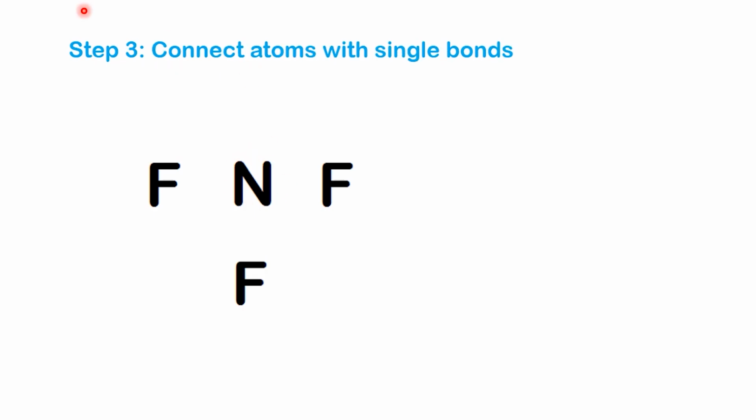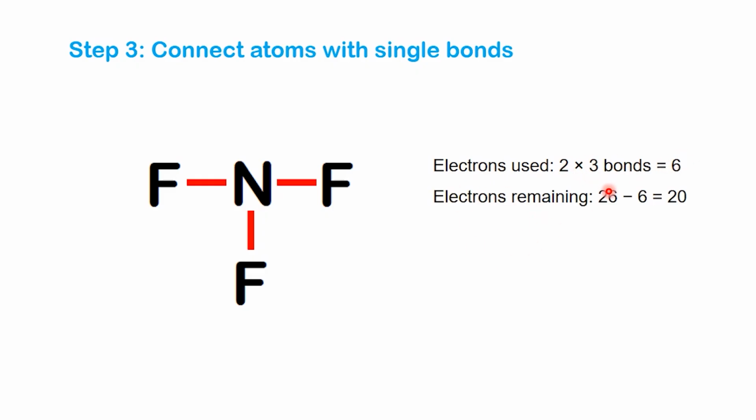Next, we identify the central atom. Usually, the least electronegative atom, excluding hydrogen, goes in the center. Here, nitrogen is less electronegative than fluorine, so it will be the central atom. Now we connect the atoms with single bonds. We draw one bond from nitrogen to each fluorine. Each bond uses 2 electrons, so with 3 bonds drawn, we've used 6 electrons. That leaves 20 electrons still to be placed.